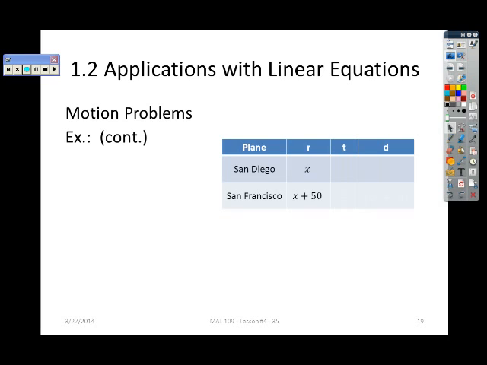Where do I put the half hour? They left at the same time, and a half hour later, they both would have been flying the same amount of time, so both of them get a half for the time. I write it as a fraction usually. Decimal works. What goes here?